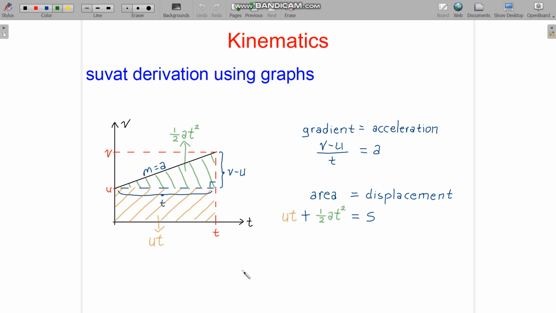Using graphs, so here we have constant acceleration, initial velocity, and final velocity. The gradient is the acceleration, which is (v minus u) divided by t. And if you find the area under the graph, this area is u times t, and this area is base times height divided by 2. The base is t, the height is v minus u, which is at. So we have 1/2 at squared for the area of the triangle plus ut.